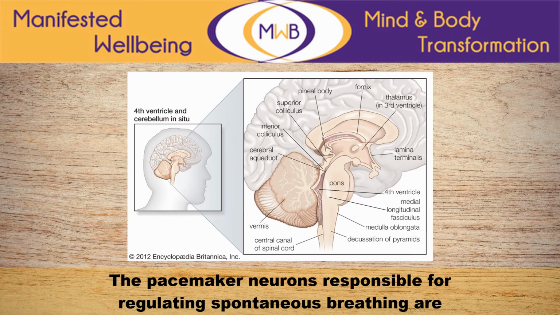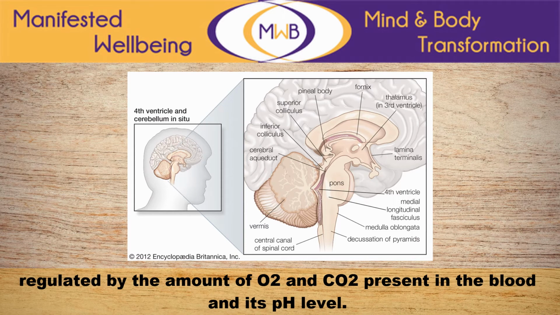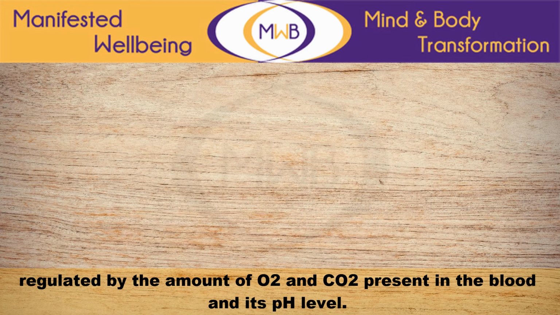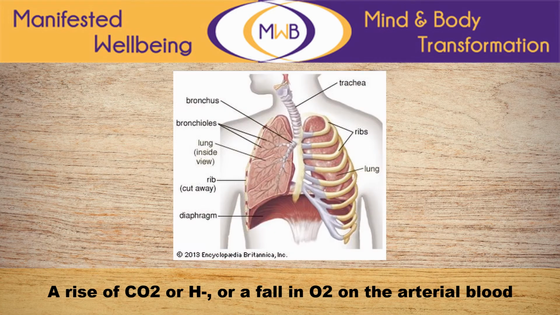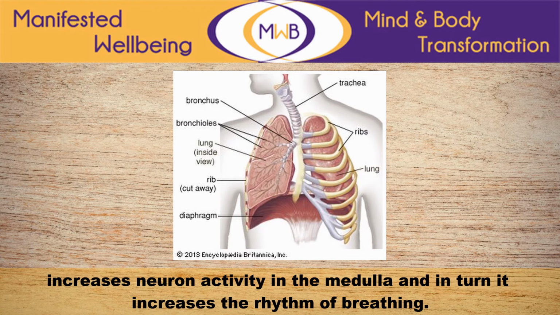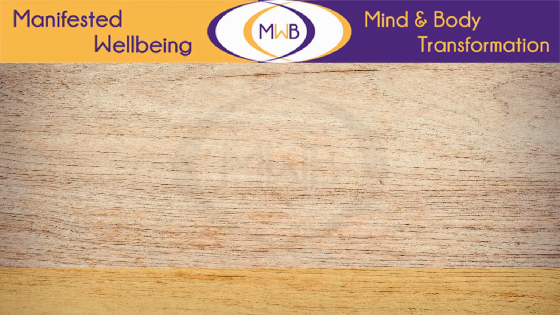The pacemaker neurons responsible for regulating spontaneous breathing are themselves regulated by the amount of oxygen and carbon dioxide present in the blood and its pH level. A rise of carbon dioxide or hydrogen ions, or instead a fall in oxygen in the arterial blood, increases neuron activity in the medulla, and in turn it increases the rhythm of breathing.